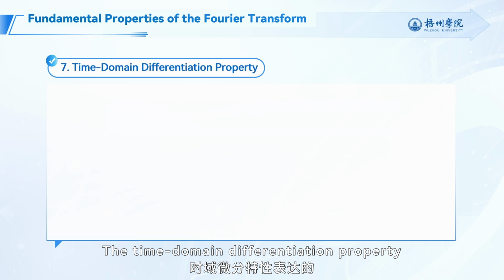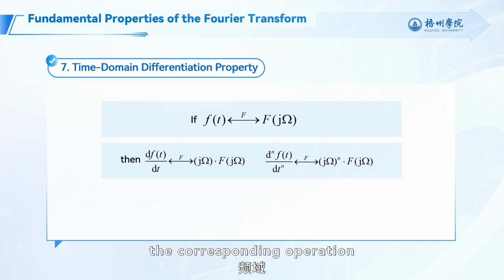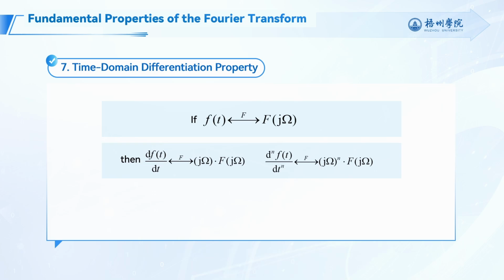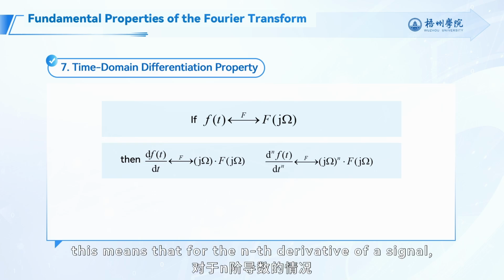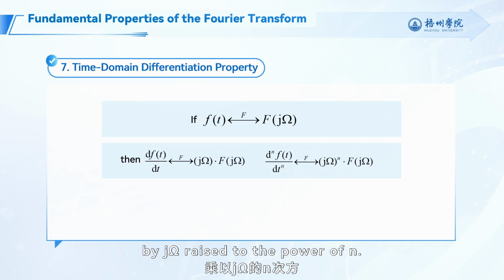The time domain differentiation property states that when a signal is differentiated in the time domain, the corresponding operation in the frequency domain is a multiplication. Mathematically, this means that for the nth derivative of a signal, multiply F(j omega) in the frequency domain by (j omega) raised to the power of n.